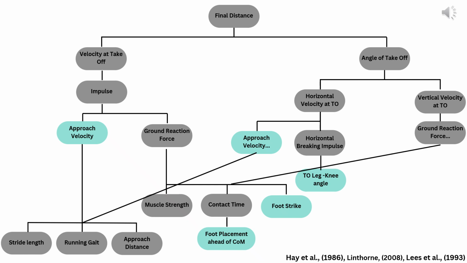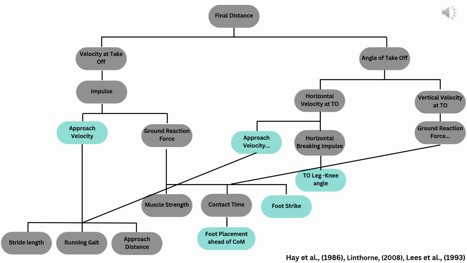So to maximize horizontal velocity, we need to do two things. We need to maximize running speed in the approach run, which you can see here, and we need to reduce the horizontal braking impulse. So we need to reduce the reduction of this running speed that we've gained in the approach. And this is primarily determined by the knee angle of the lead leg at takeoff. So this is the second variable there.